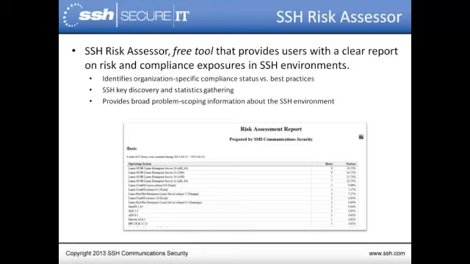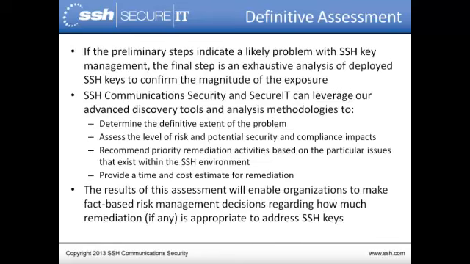So this is a way to gather more data and to provide an even more clear picture about the state of SSH keys and the potential risk that exists in the environment. Now, depending on those 3 preliminary steps, if it appears that there is likely a problem with SSH key management, the last step is to do an exhaustive analysis in order to really determine the magnitude of the exposure.